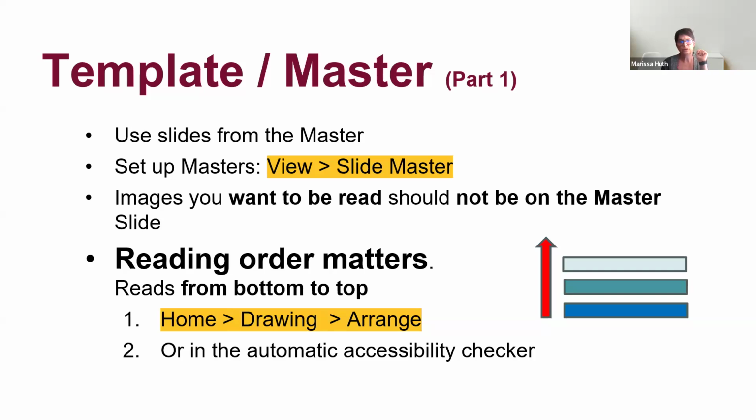And the way to rearrange the items that are there is by going to Home, and then in the Drawing group, there will be a tool called Arrange. You can do that right as you're making the slide, or you could also run the automatic accessibility checker. When you get to that, it will have a way to rearrange the elements on each slide.